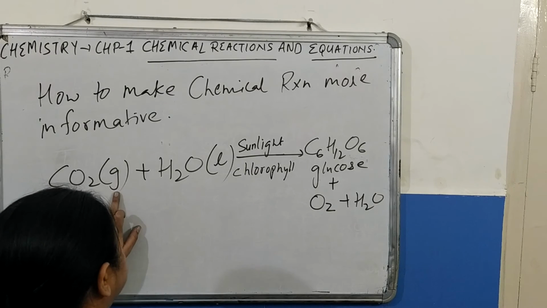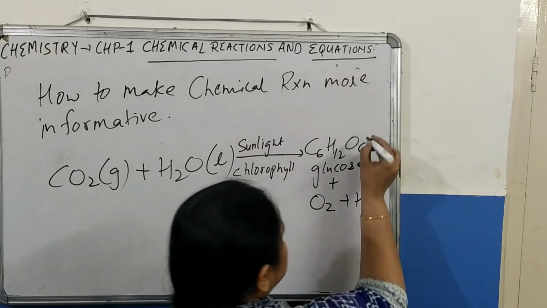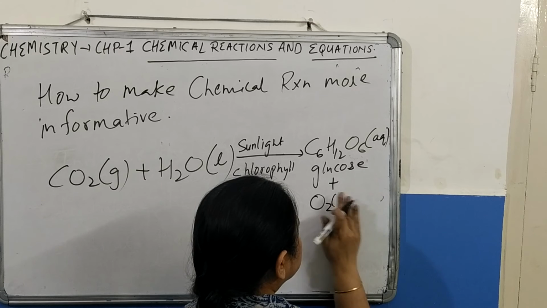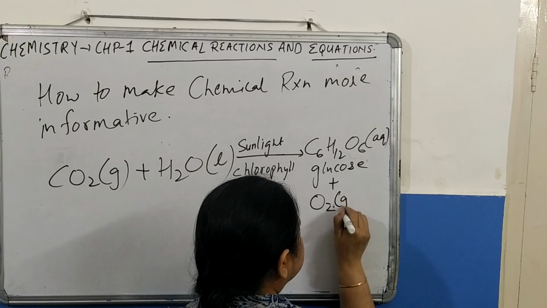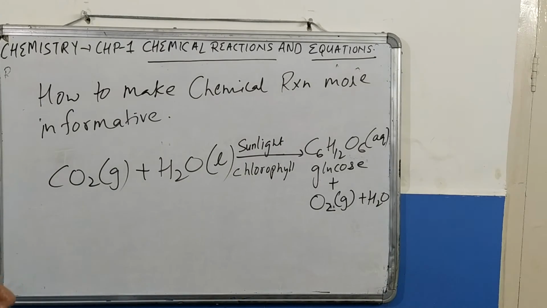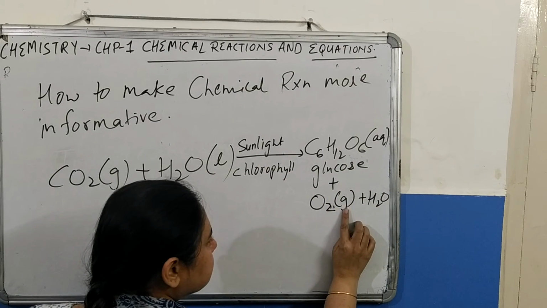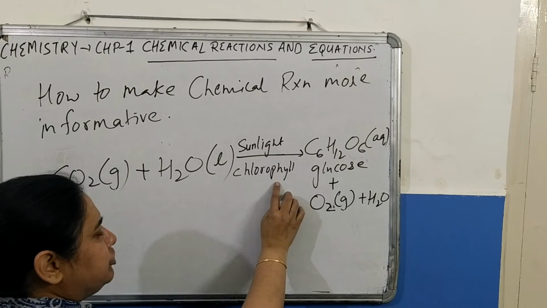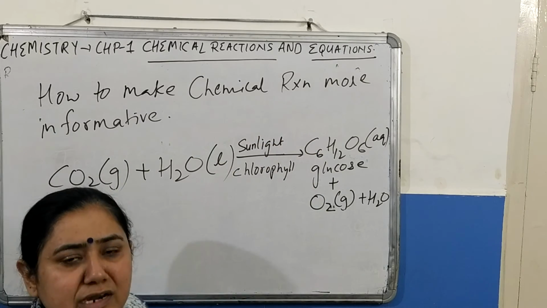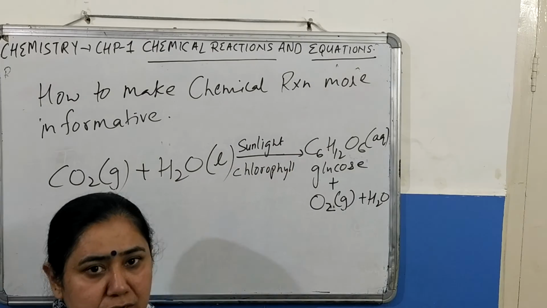So here I have the state given. That is your glucose, which is aqueous. This is gas, and plus water. Of course, you know it is always in a liquid state, right? So we have written the states here. We have given the condition. Condition is chlorophyll, and the temperature required is in the form of sunlight. Sunlight has heat also, you know, and light also. So this is my condition here, right?